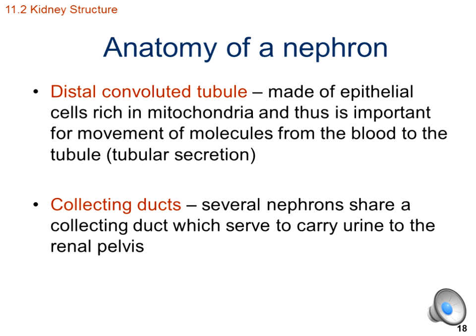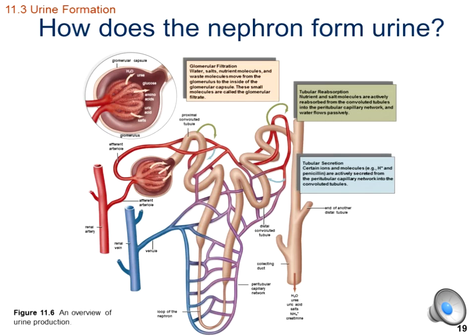Distal convoluted tubule, like the proximal convoluted tubule, is made of epithelial cells. They're very rich in mitochondria, and as a result, there is a movement of the molecules from the blood to the tubular secretion. So more fine-tuning adjustments of the filtrate, of things coming out of the nephron tube and things going in. And in the collecting ducts, there are several nephrons that will share one collecting duct, and their primary job is to carry urine to the renal pelvis, which makes its way to the ureters, and onto the bladder and to the urethra and out of the body.